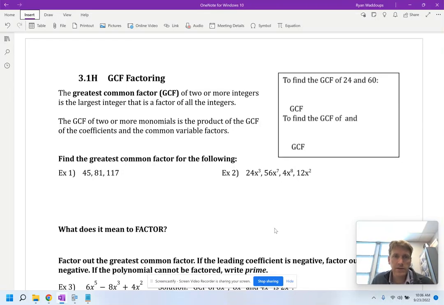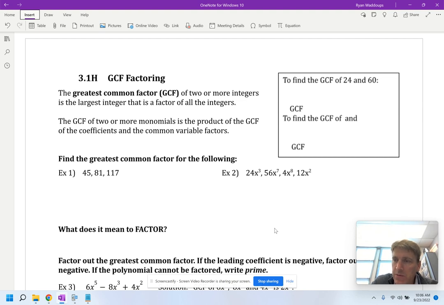Hi, welcome. This lesson is on factoring out the greatest common factor, GCF. So the greatest common factor of two or more integers is the largest integer that is a factor of all the integers. So let's take a look at that over here with 24 and 60.